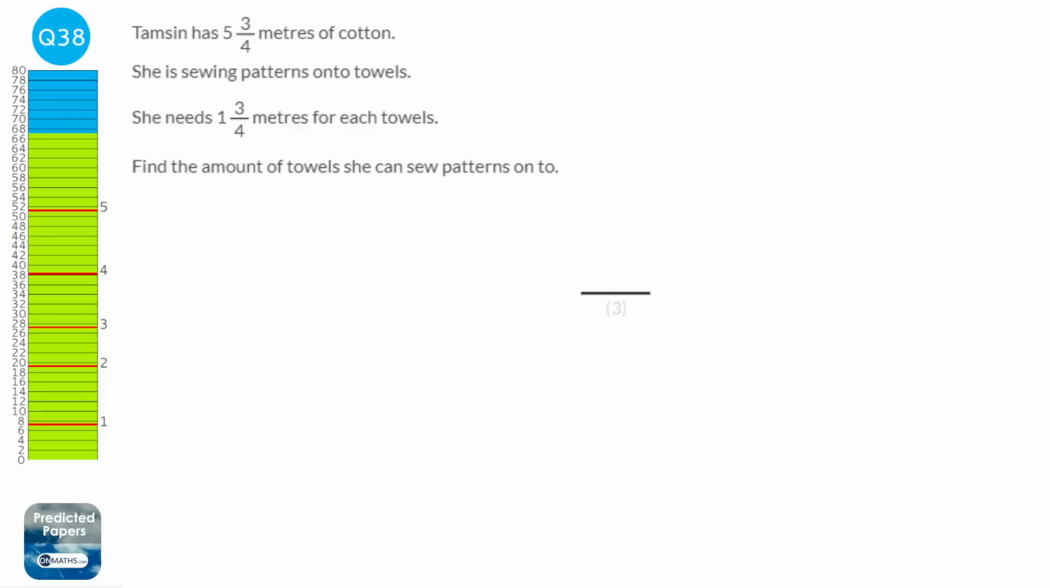So this question is asking us really to divide the 5 3/4 by 1 3/4. So we're going to do 5 3/4 divided by 1 3/4 because we're finding out how many of each of these towels, which is 1 3/4 meter, can be made when the total amount of cotton is 5 3/4. So first thing we're going to do is convert them to top-heavy or improper fractions, because at the moment they're mixed numbers and we can't divide or times if they're mixed.